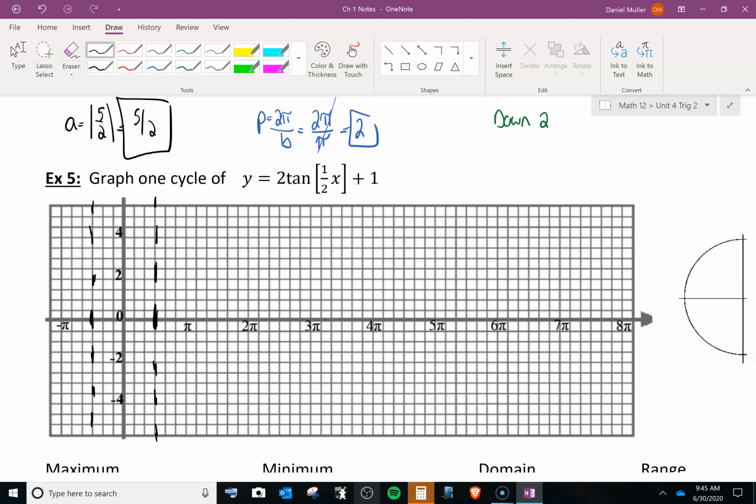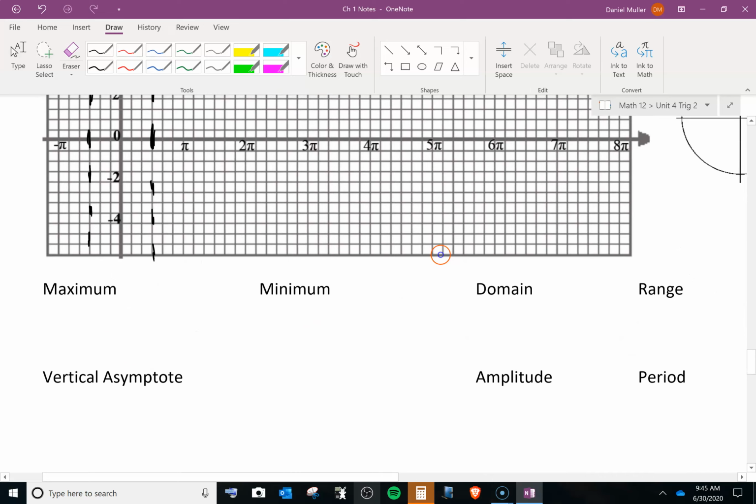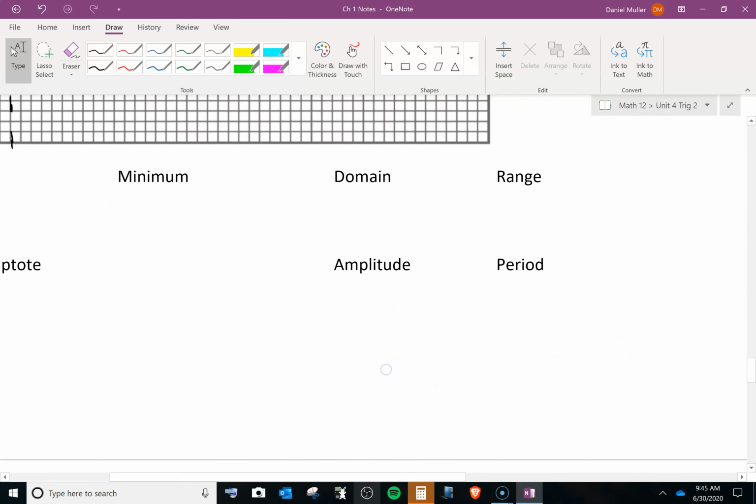Now, we might have things that are going to be stretched a little bit. So let's take a look. The first thing that we're going to do is I'm going to look at this period, because that helps set my vertical asymptotes. So the period, which is right here, is not 2 pi over b.